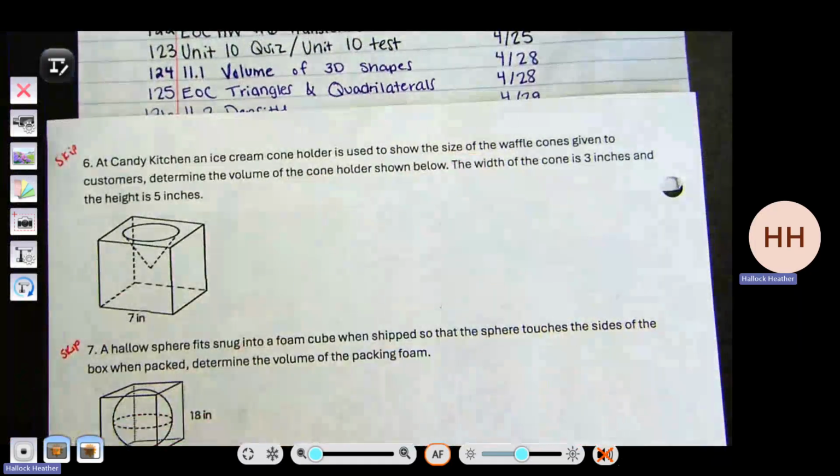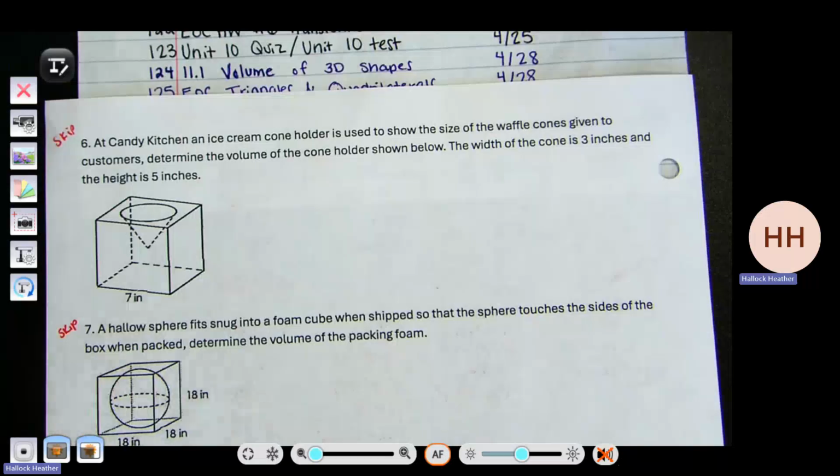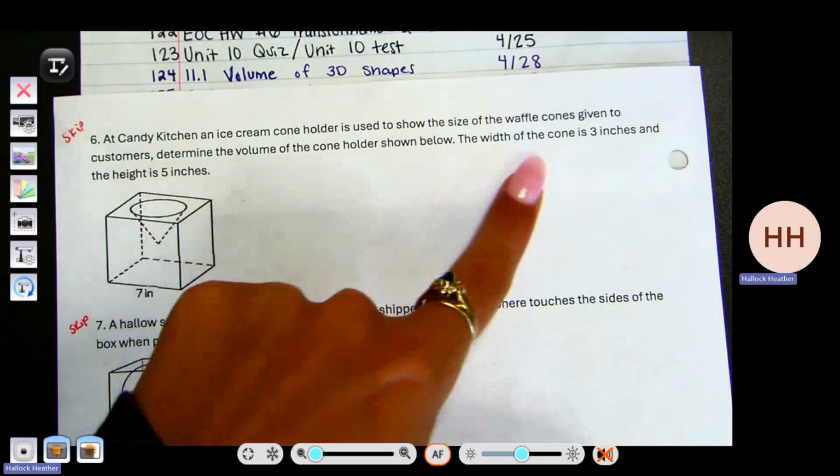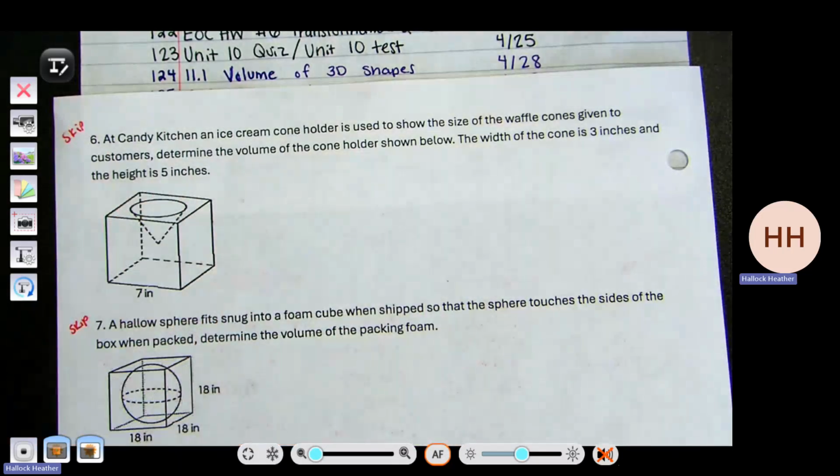So for number 6, it says at Candy Kitchen, an ice cream cone holder is used to show the size of waffle cones given to customers. Determine the volume of the cone holder shown below. The width of the cone is 3 inches. The height is 5 inches.